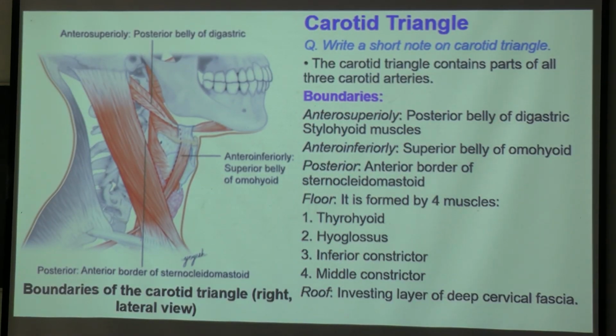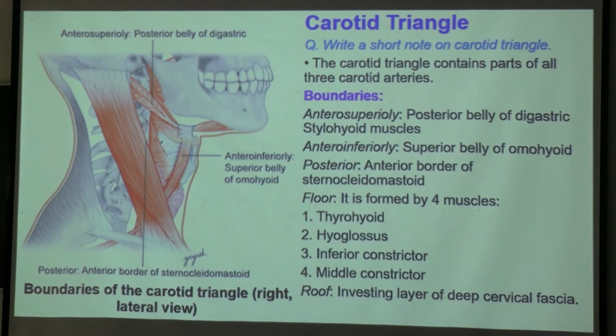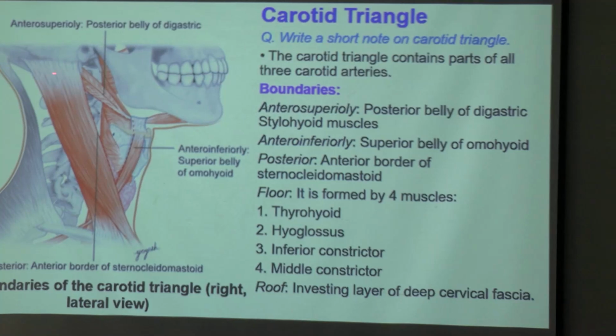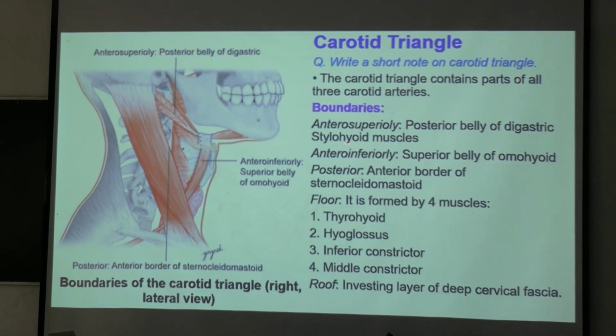Next we are going to the carotid triangle. Very important. Okay, important for your theory, and also the structures can be given in your OSPE. So the carotid triangle contains part of all three carotid arteries: common, external and internal carotid. These are the boundaries. See, this is the carotid triangle.